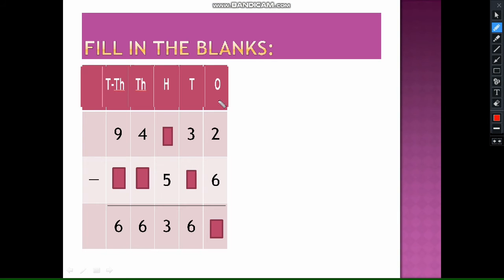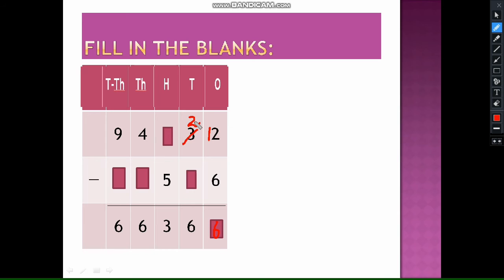Now first, if we take the ones column, we have to take away 6 ones from 2 ones. Now this is not possible. So we are going to borrow what? 1 ten from the tens column. So now this becomes 2, and we have borrowed here. So now this becomes 12, and 12 minus 6 we will get the answer here as 6.